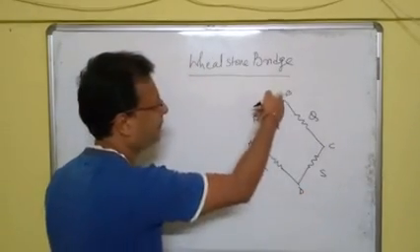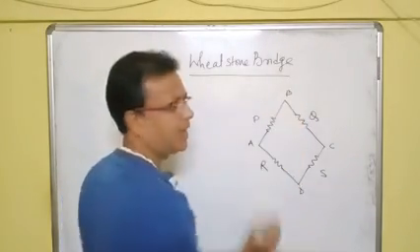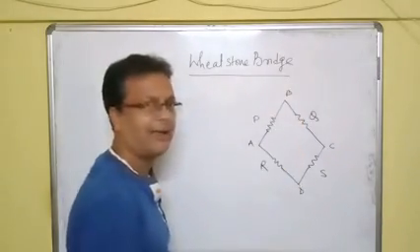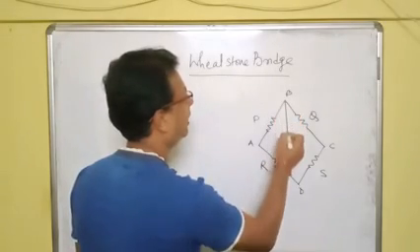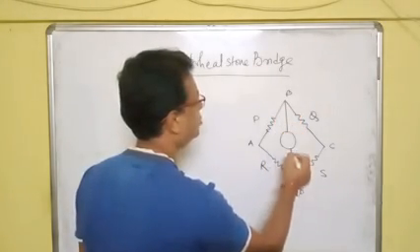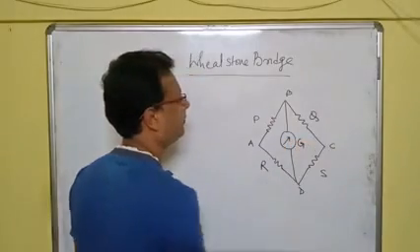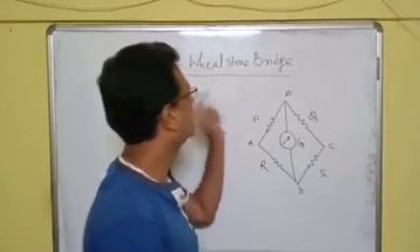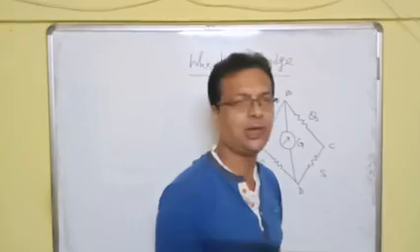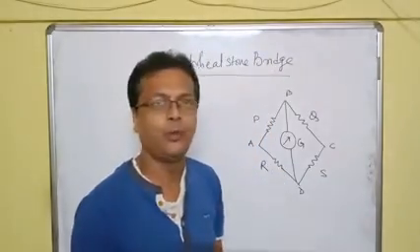Now in between B and D, we connect an instrument called a galvanometer. This instrument is known as a galvanometer G. Now before explaining the Wheatstone Bridge, let me tell you what a galvanometer is.